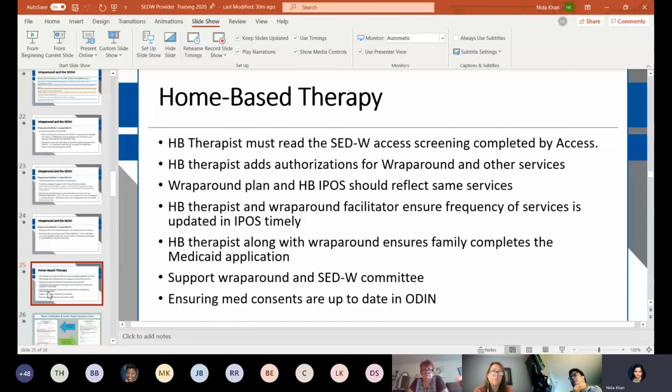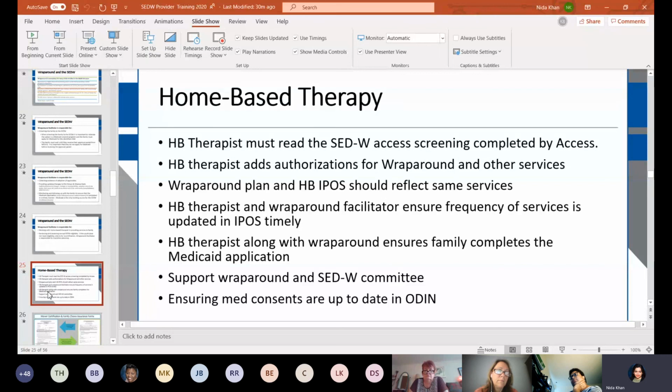And then I look at the intake and they have identified sometimes a different set of needs. And then I look at the home-based therapist's IPOS, and then I look at the goals, and sometimes they don't reflect any of them, and sometimes they will reflect some of the stuff from either of the screenings. So it's very important that you are going and reading the access screening just so you have an idea why this family is looking for the SED waiver and why this family has come for the SED waiver, and what was the criteria that determined that they're eligible for an SED waiver.